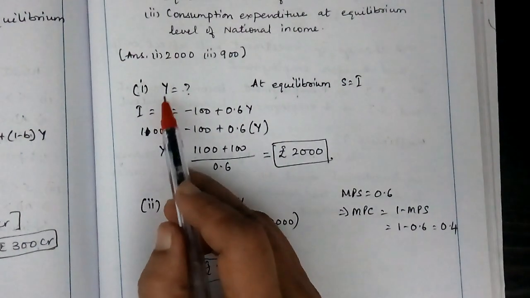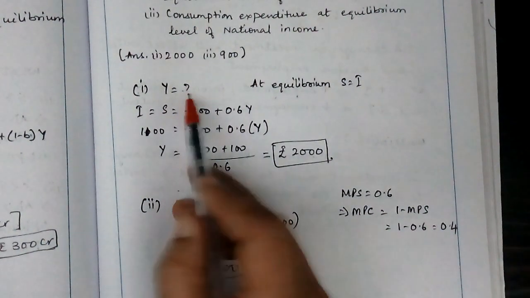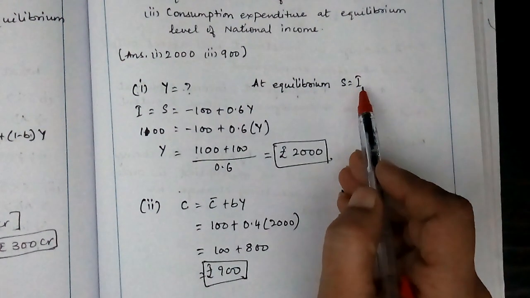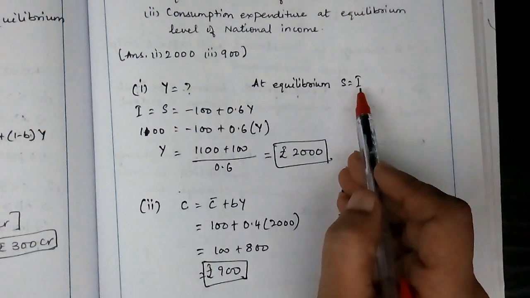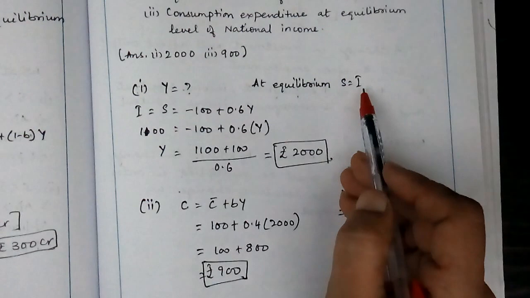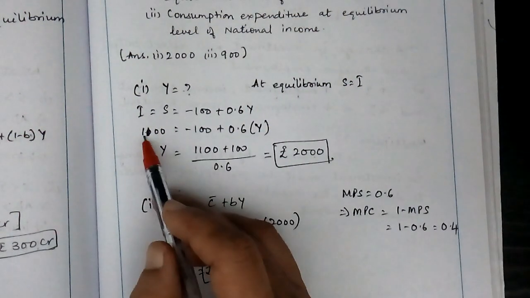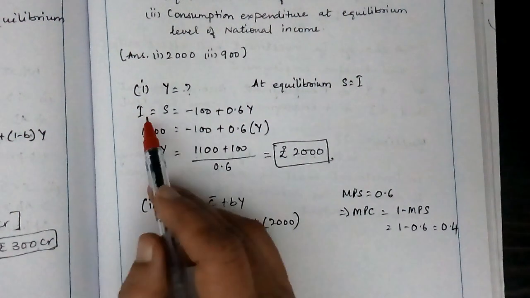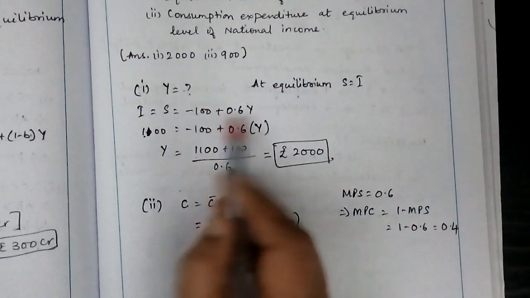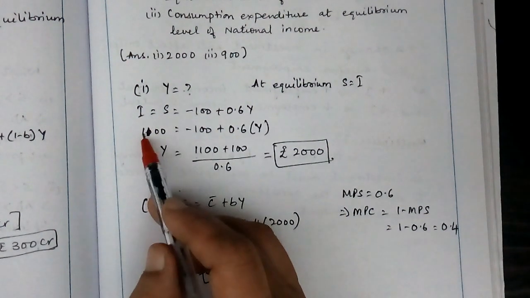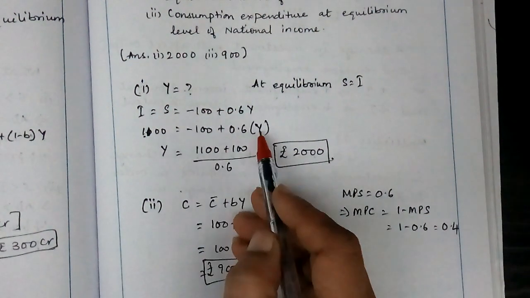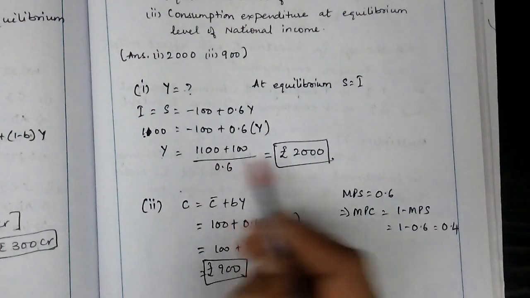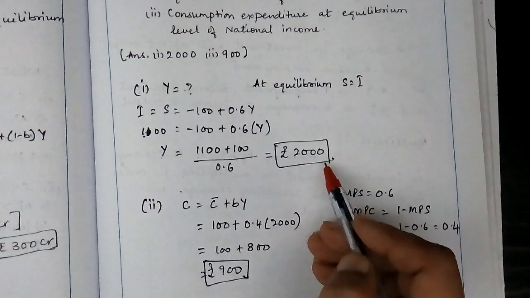Now the first part asks for income. At equilibrium, we know savings is equal to investment. We are given investment expenditure, which is equal to 1100. So at equilibrium, S is equal to I. So we can write S to be 1100. Put the values, find the value of Y, which will be 2000 rupees.